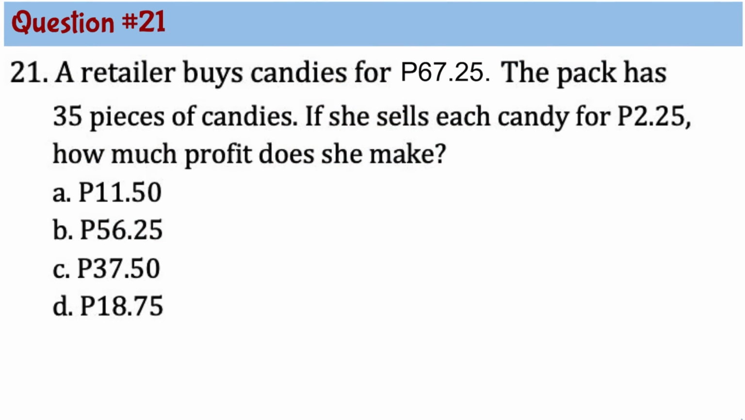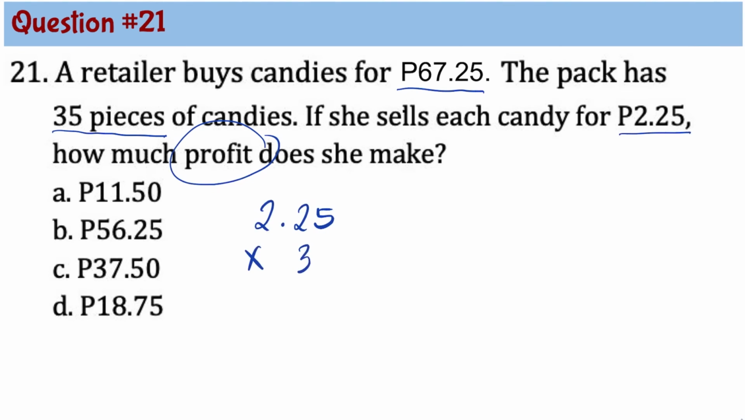Question number 21. A retailer buys candies for 67 pesos and 25 cents. The pack has 35 pieces of candies. If she sells each candy for 2 pesos and 25 cents, how much profit does she make? So how do you intend to solve this type of problem? First, we know that there's 35 pieces of candies and she sells them for 2 pesos and 25 cents. So to find the total sales, we need to multiply 2.25 by 35 pieces.